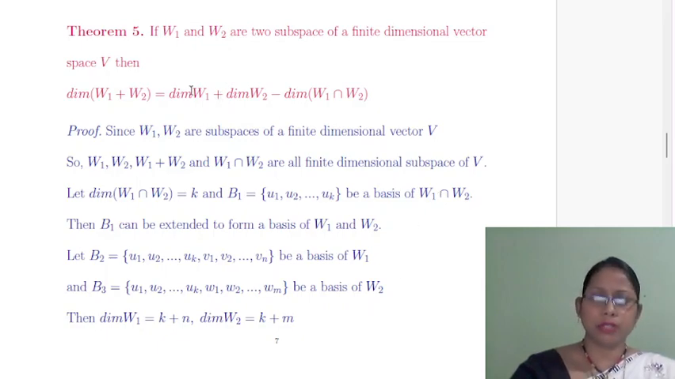So the right hand side of this equation, dimension W1 plus dimension W2 minus dimension W1 intersection W2, will be this plus this minus K. So this is equal to K plus N plus M.